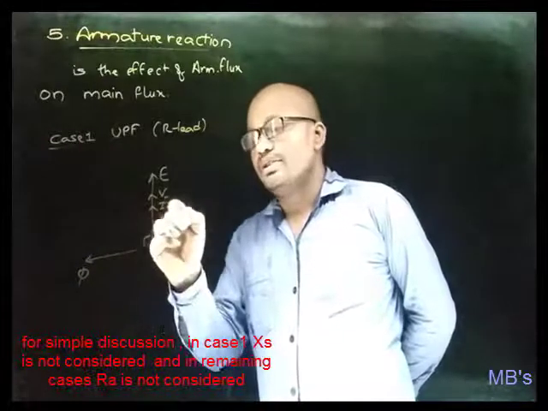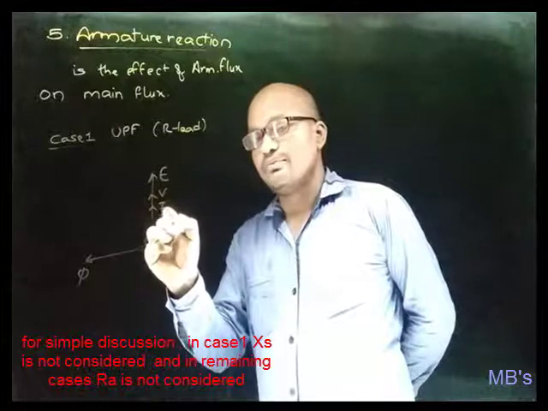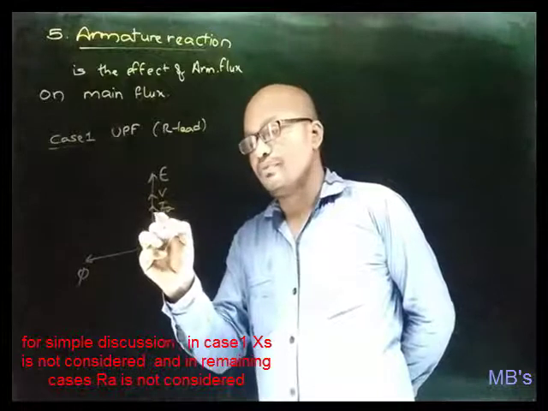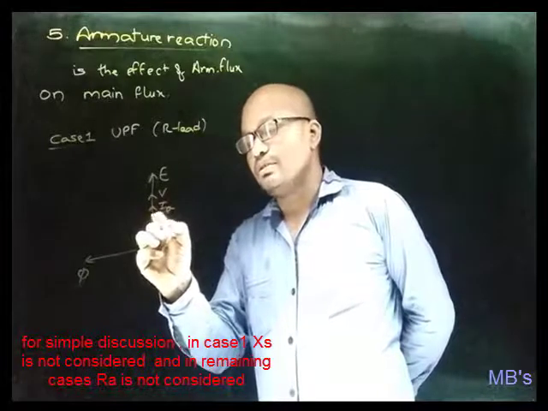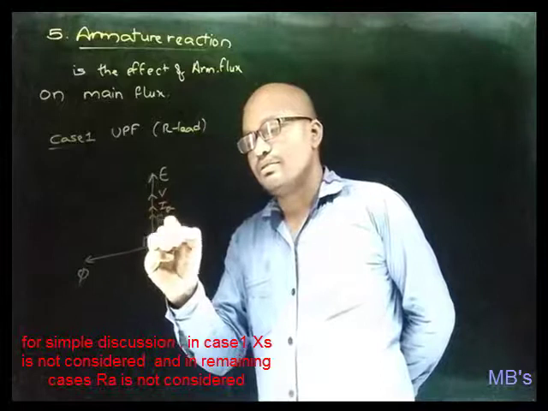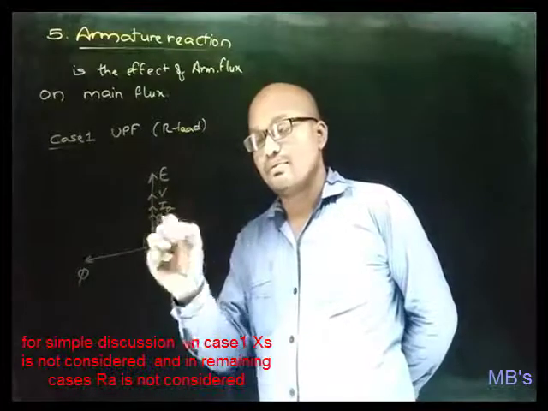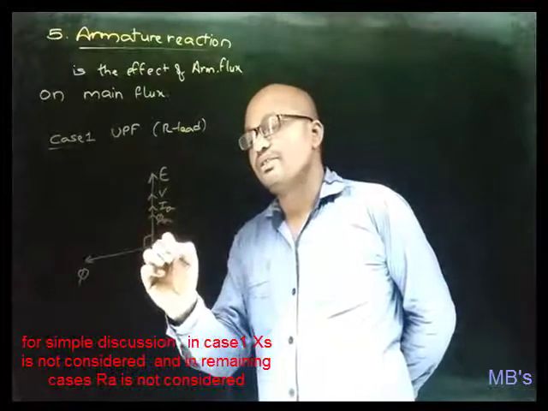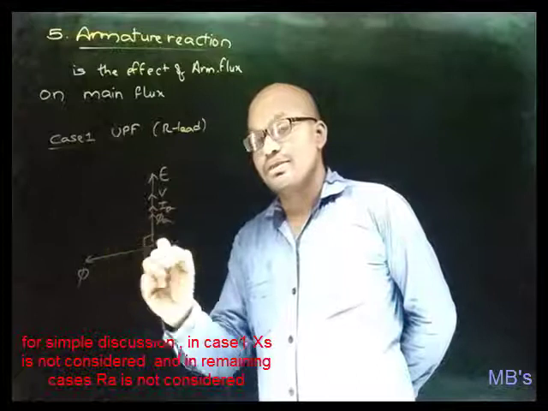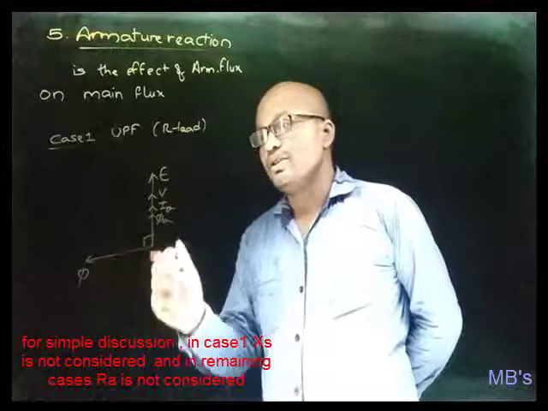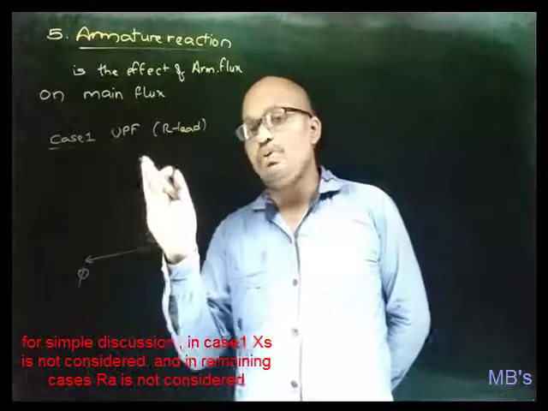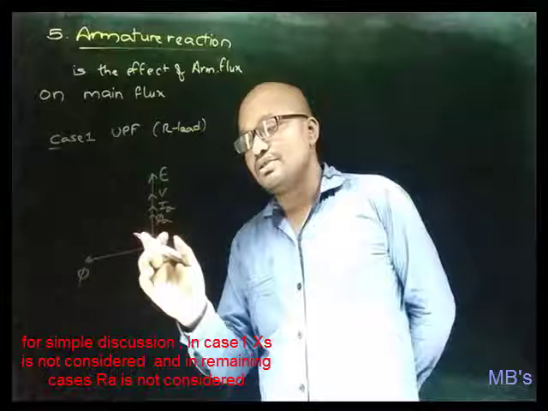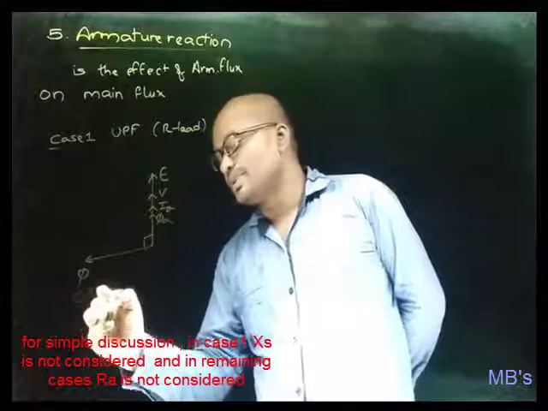So this is the armature current which is flowing in the stator armature winding, and because of that there is an armature flux, and this flux is crossing the main flux. That is why for unity power factor loads, armature reaction is said to be cross magnetizing.